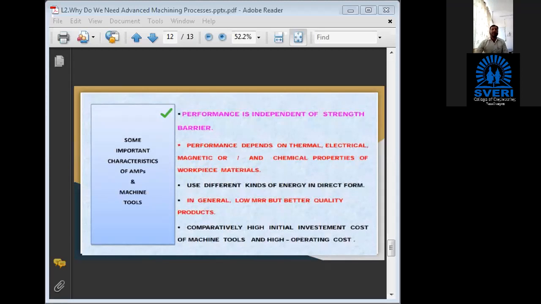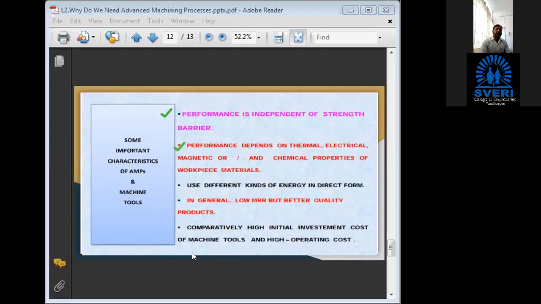Okay, so I was talking about the characteristics of the processes. So first, all the processes are independent of the barriers. There is no barrier of hardness, but it depends on the properties of your workpiece material, like thermal, electrical, chemical, magnetic properties.